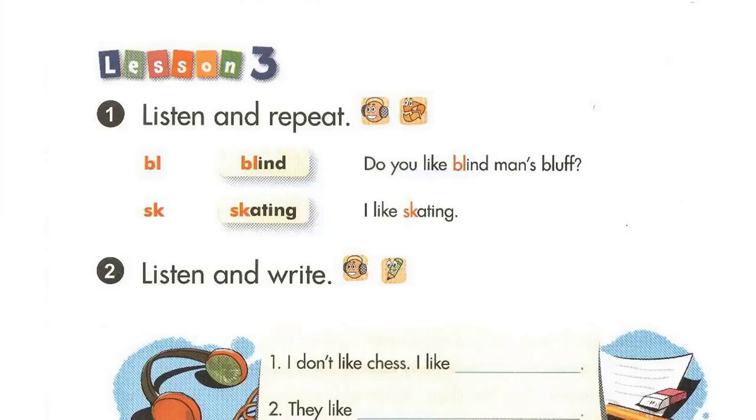Page 68. Lesson 3. Activity 1. Listen and repeat. Bl. Blind. Do you like blind man's bluff? Sk. Skating. I like skating.